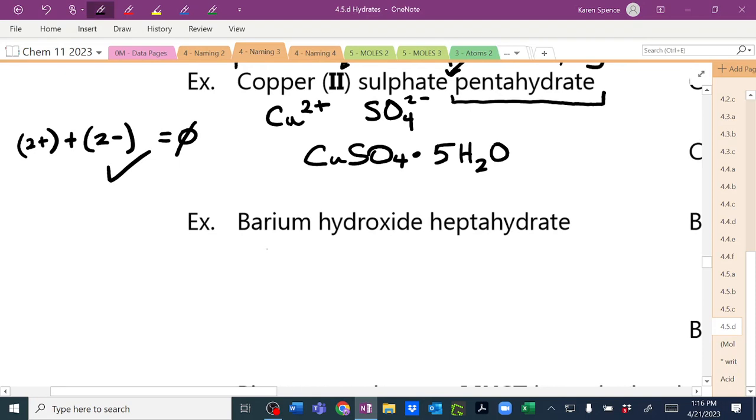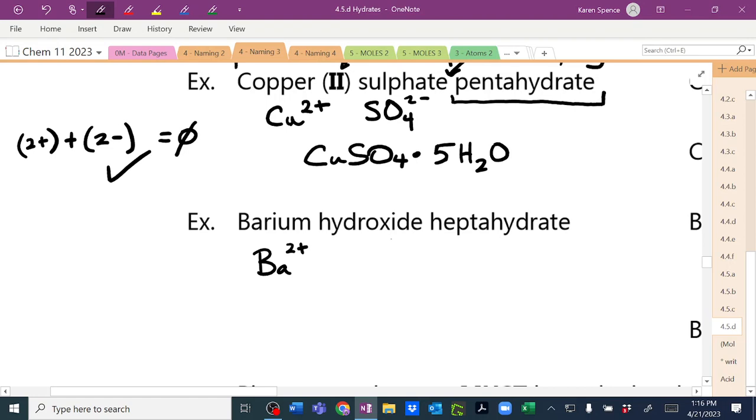Barium is in column 2, so it has 2 valence electrons. So when it becomes an ion, it loses 2 electrons to become positive 2, so barium is 2+.